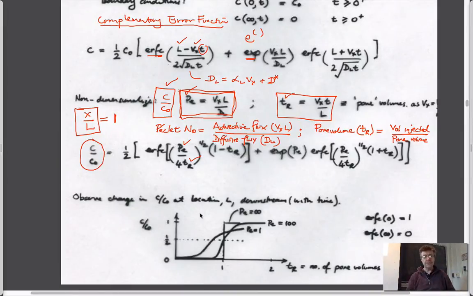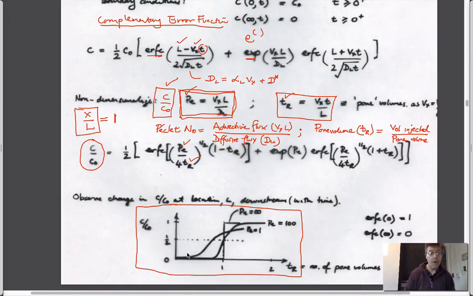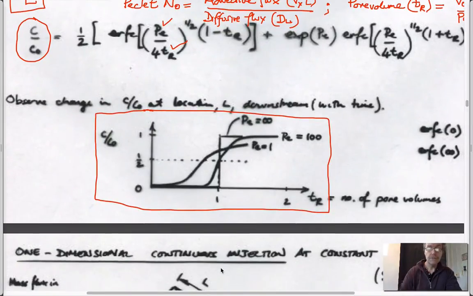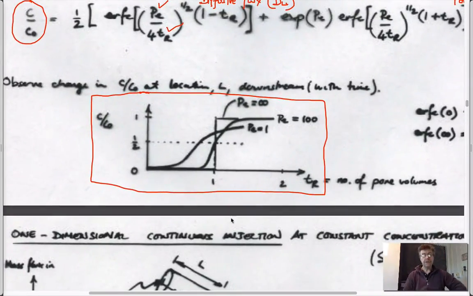And so if you do that, then you end up with a unique, if you like, diagram that gives you the breakthrough behavior of fluid coming out of the end of the sample, which is what we've said before. Maybe it's worthwhile blowing it up. In terms of these 4 parameters, it's a function of the number of pore volumes.